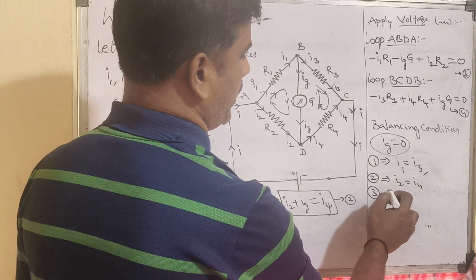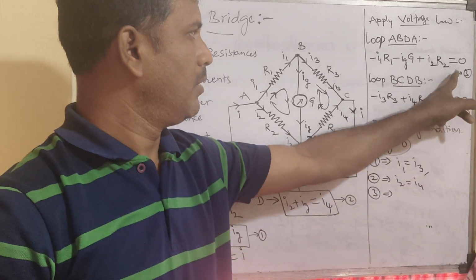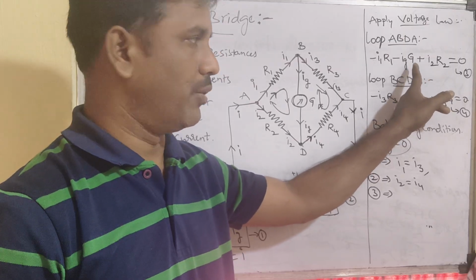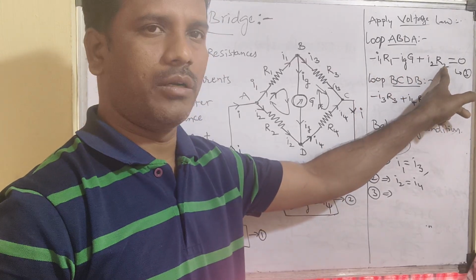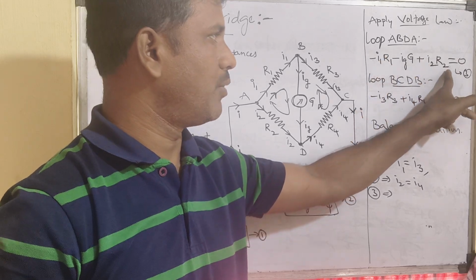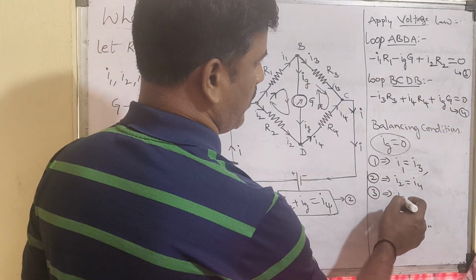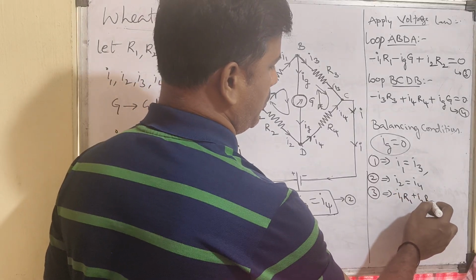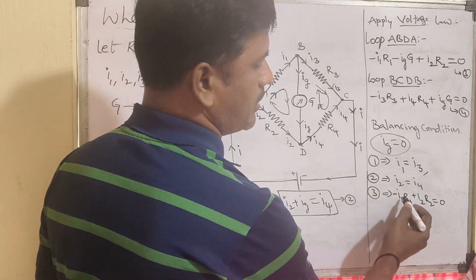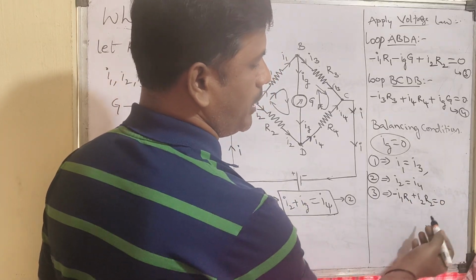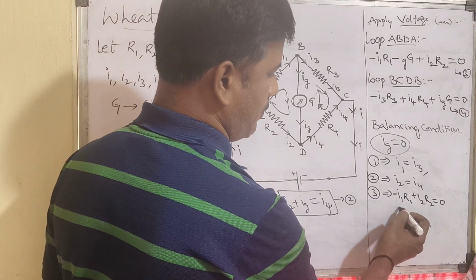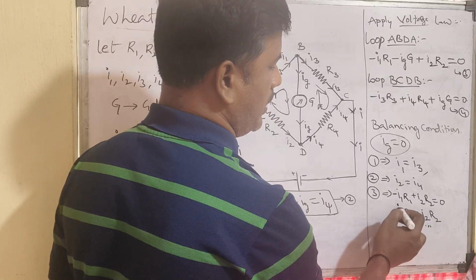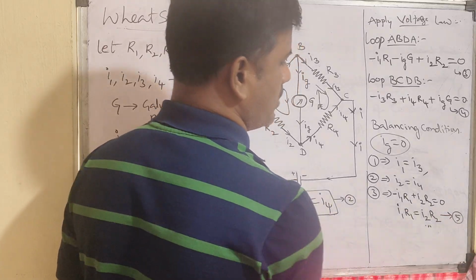Next, in the third equation, the Ig value is 0. 0 into capital G, 0 into anything is 0. So minus I1 R1 plus I2 R2 equal to 0. Here minus is there, move that term to the other side and it becomes plus, so the minus gets cancelled. Finally I1 R1 is equal to I2 R2. This is equation number 5.